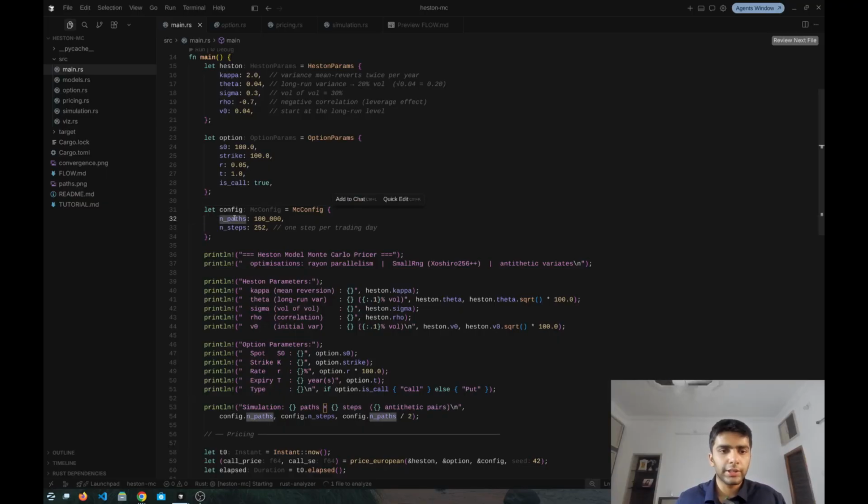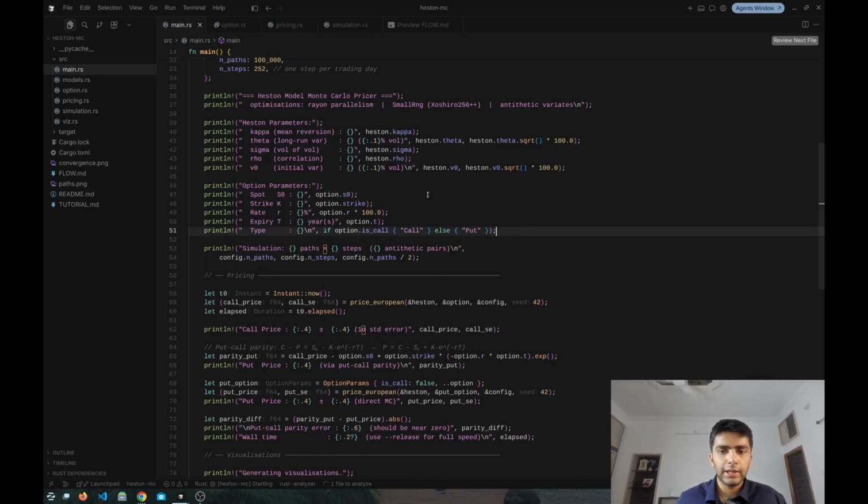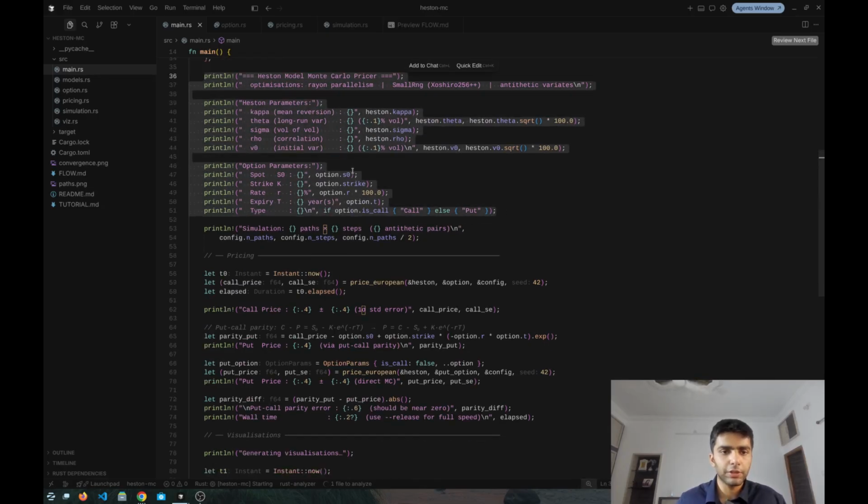So here the n paths tells that we are in total going to generate 100,000 different paths, and then n steps, which is equal to 252, says that each path will have 252 stochastic updates. So that many updates are needed from the discrete formula that we created to generate a path. Basically it will have 252 shocks in each path. Alright, and then we have defined some print statements for better readability.